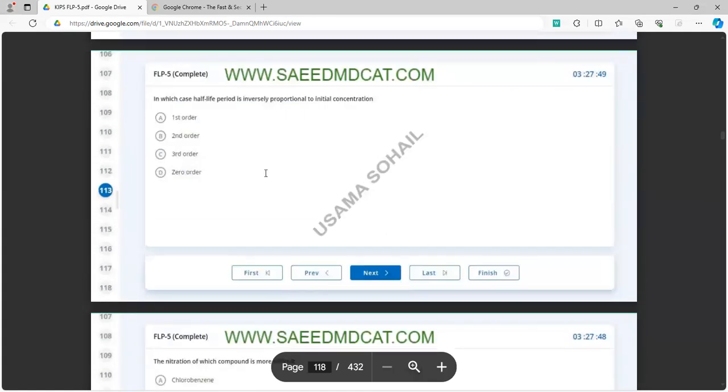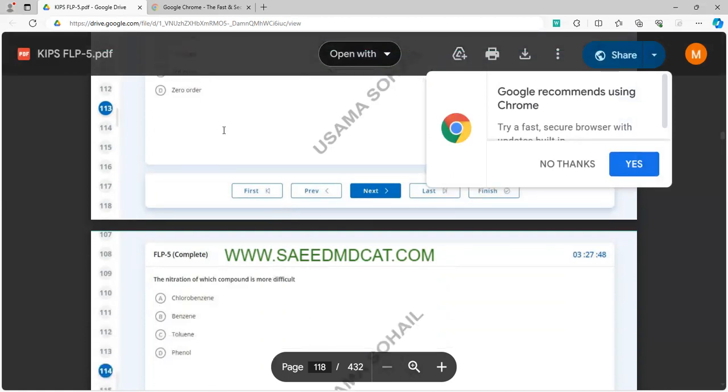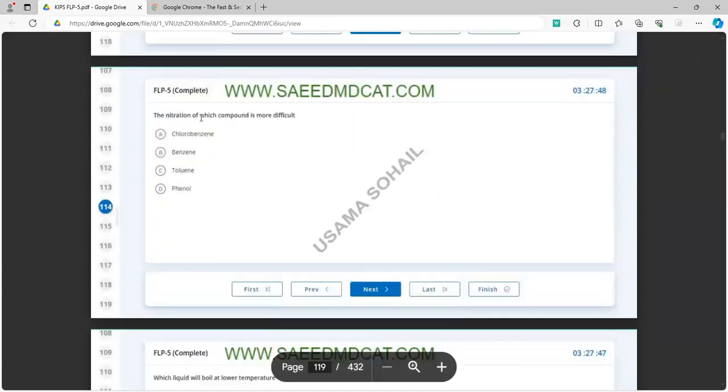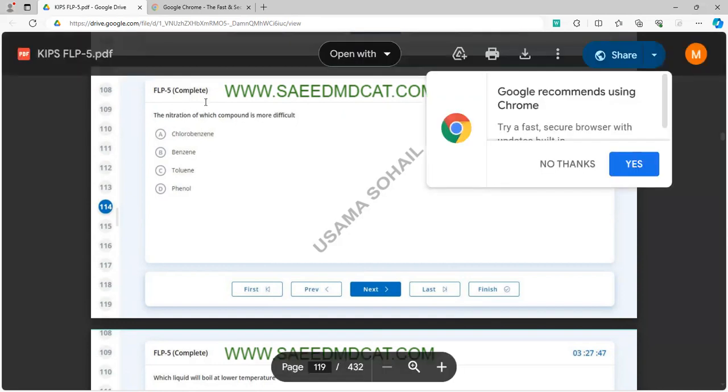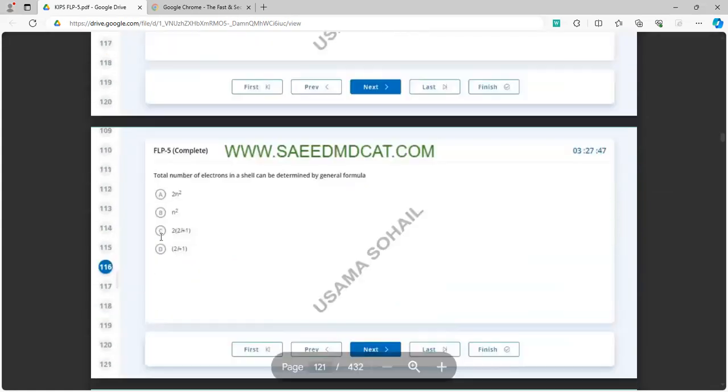Now, in question number 113, half-life is inversely proportional to initial concentration in second order reactions. You've just got to remember this. Now, the nitration of which compound is more difficult? It is of chlorobenzene. Why? Because chlorine is an electronegative atom and basically it pulls the electrons towards it, making it more difficult for nitration to occur. The correct option for question 115 is acetone because it has the lowest boiling point of 58 degrees.